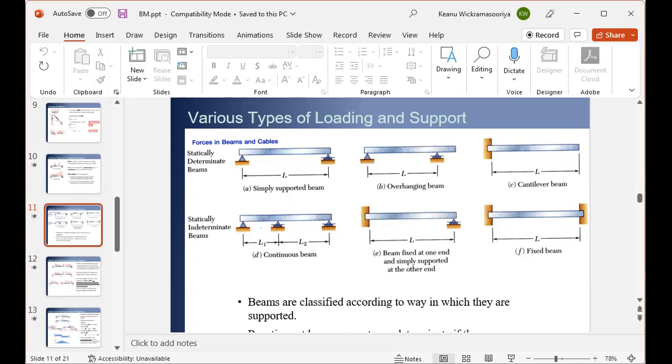So any questions about determinate and indeterminate beams? No, sir. Okay. Can you understand what it means? Yes, sir. That is about supports.